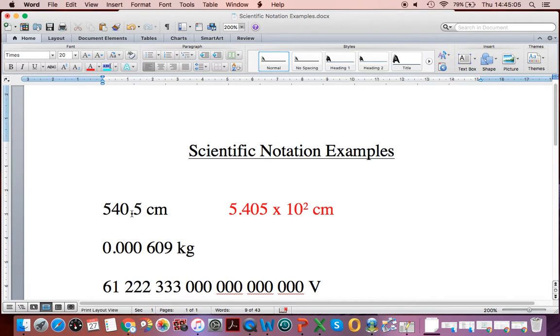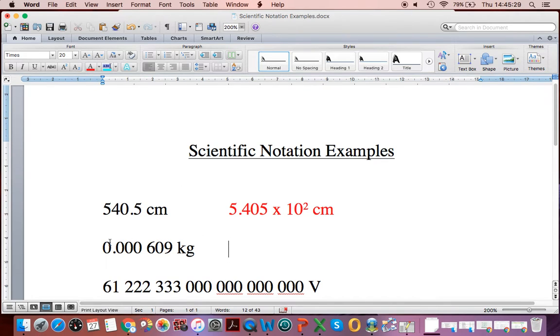Another way to think of it is I've moved the decimal point 2 to the left, and anytime I'm moving the decimal point to the left, then my power of 10 is going to increase. So anytime the decimal point goes left, the power of 10 increases by the number of places you've moved the decimal point. All right, let's try another one.